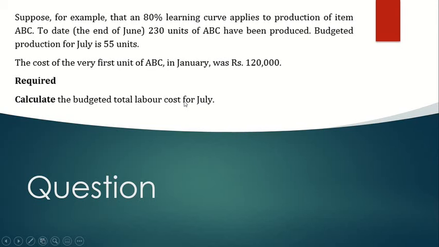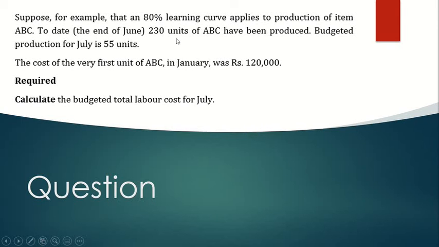So here we want to apply a few steps to find the solution because this is not straightforward. We can find, if we are producing 230 units, what the cumulative average time will be and what the total time will be. Then after this July production, our cumulative production will be 285 units.